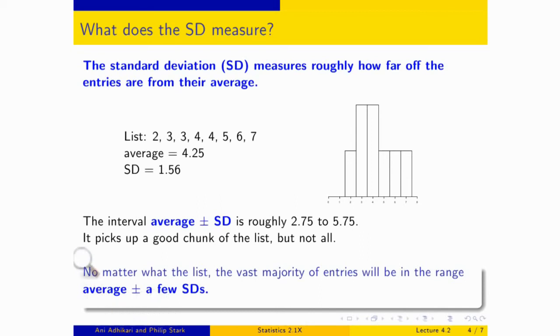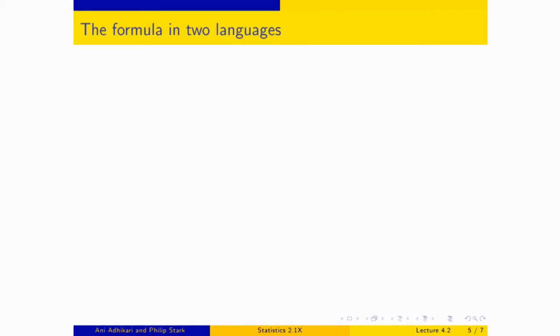Now, in the next segment, we will make this statement a little more precise. But I want to spend some time now going over some technicalities. The SD is the most technical object that we have met so far in this course, and it is a good idea to examine technicalities so that there are no confusions. Let's take a look at the formula.